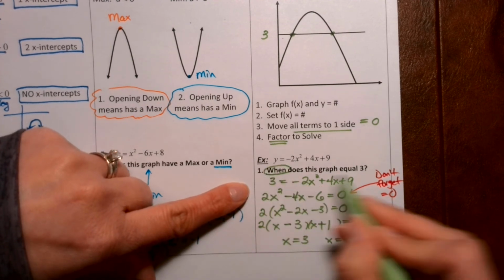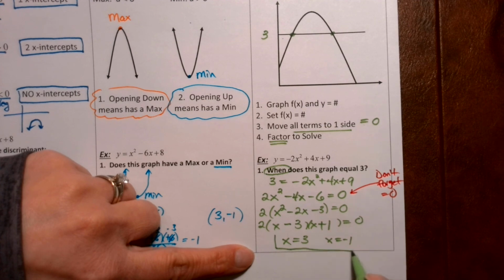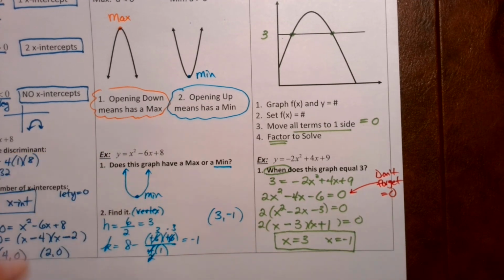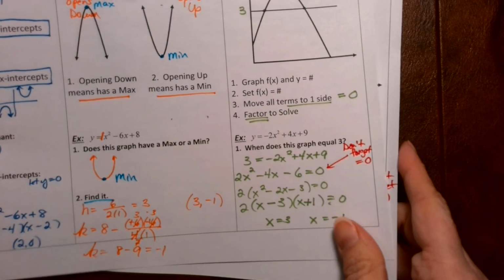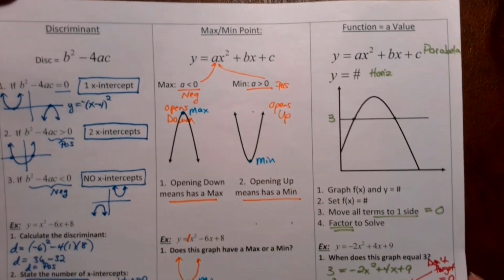When does this graph equal 3? At x equals 3 and x equals negative 1. Okay, I hope this notecard summarizes all the different algebra things that we can do with quadratic equations. Thanks.